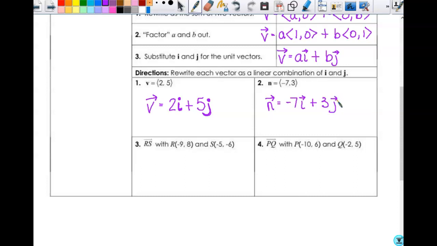In order for me to do that on number 3, I have to get this into component form first. So vector rs in component form, remember it's rs, so I have to do s first when I subtract. Negative 5 minus a negative 9 is going to be a positive 4. And then negative 6 minus 8 is going to be negative 14. So that means that vector rs is 4i minus 14j. You do number 4.